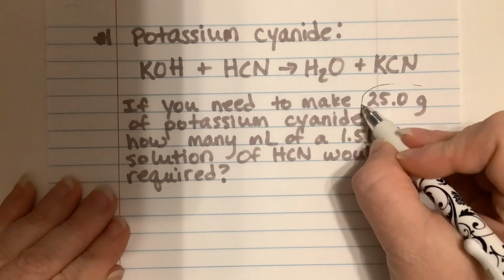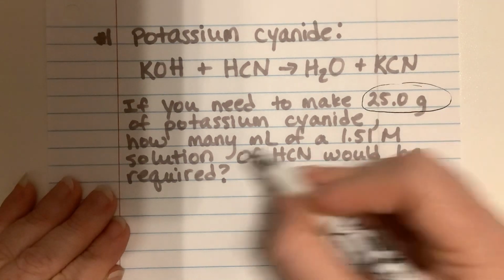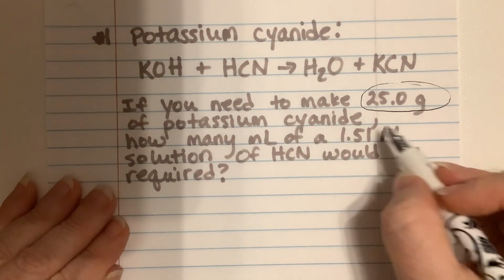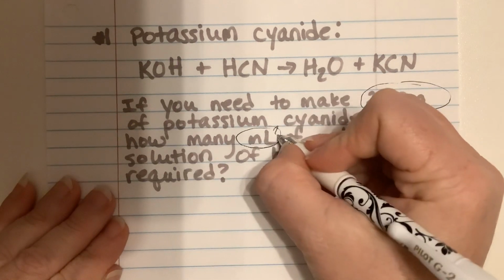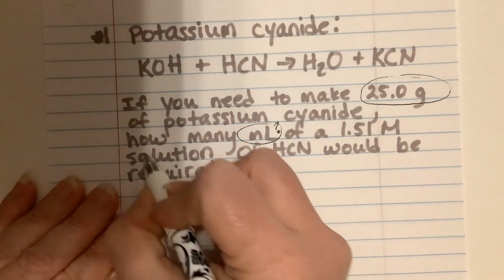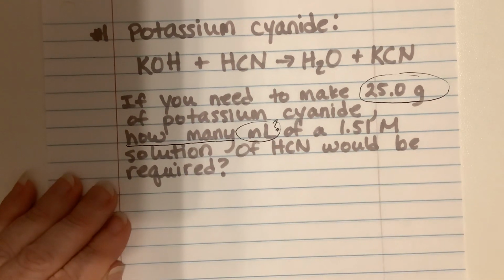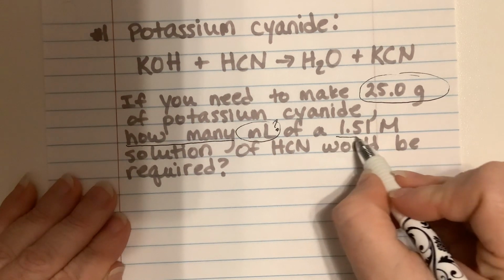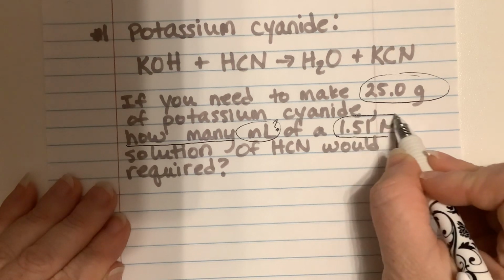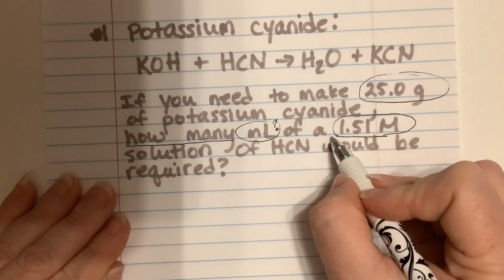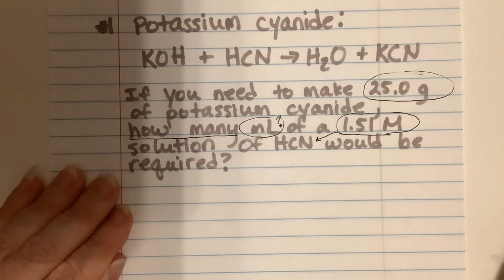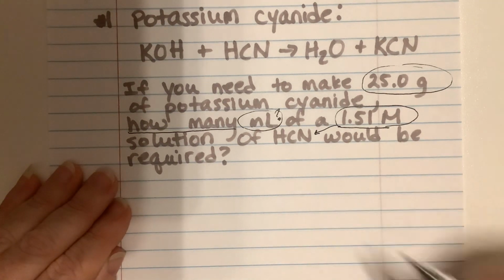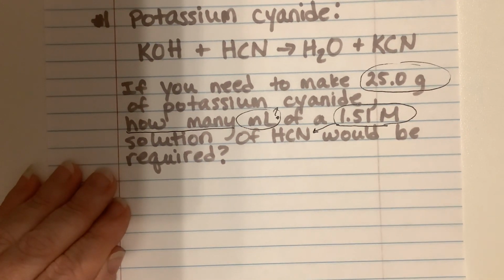This is helpful. We know that we have 25 grams of potassium cyanide. We know that they're looking for how many milliliters. That's what the answer needs to be, the answer needs to be in milliliters, whatever we find out. We know that we have a 1.51 molarity solution of hydrogen cyanide required. Okay, so we have all this information. Let's look and see what we need to do.